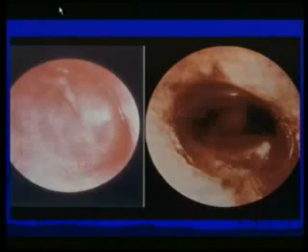And this shows a tympanic membrane with otitis media. Here you have the markings somewhat visible. Here you have them obliterated.